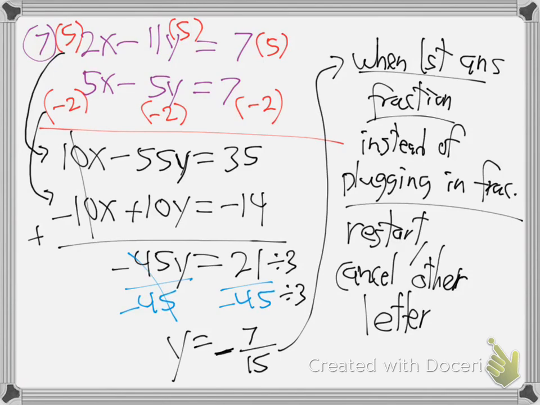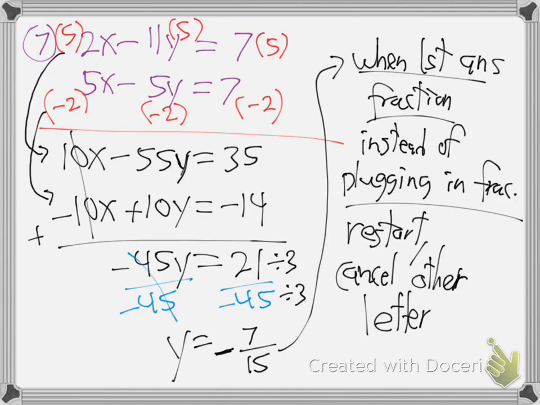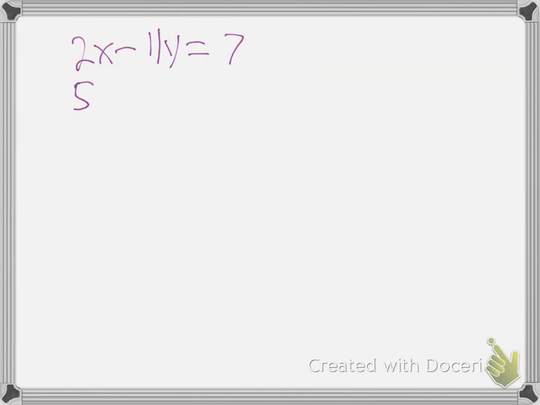Was that 2x minus 11y is 7? Okay. 2x minus 11y is 7, and 5x minus 5y is 7. Okay, so this is number 7, the restart.